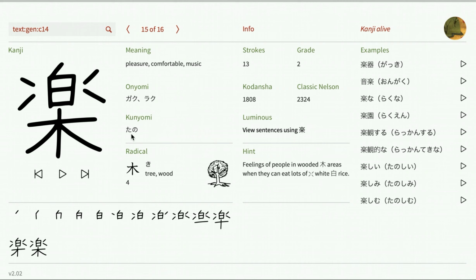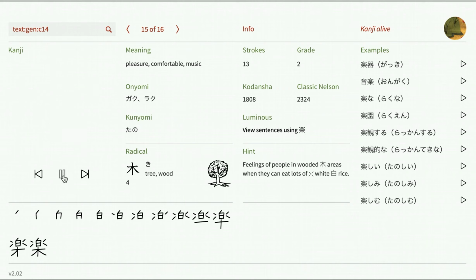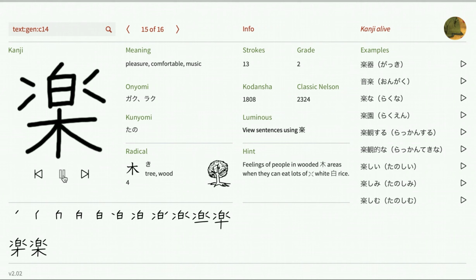The kunyomi is the root of the verb tanoshimu, or the adjective tanoshii. And this all comes off the tree radical. We start with the character for white. And then these four marks of pleasure and a tree. The feelings of people in wooded areas when they can eat lots of white rice. Sure. Words that use this kanji are gakki, literally pleasurable implement or musical instrument.